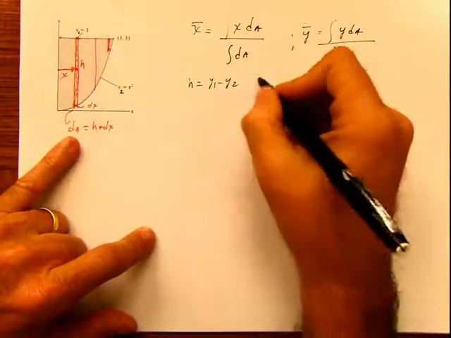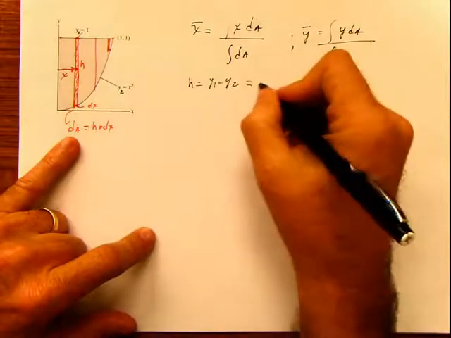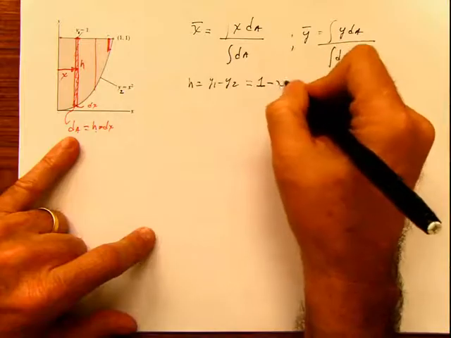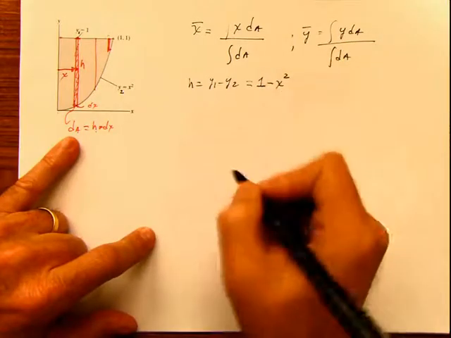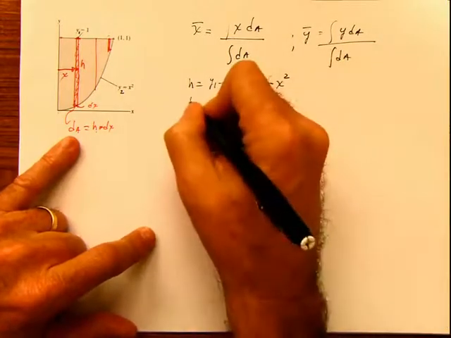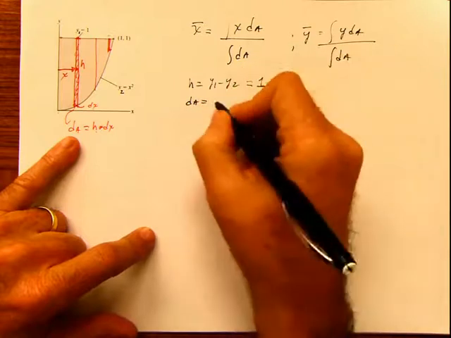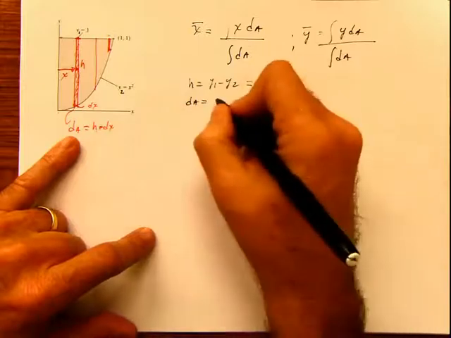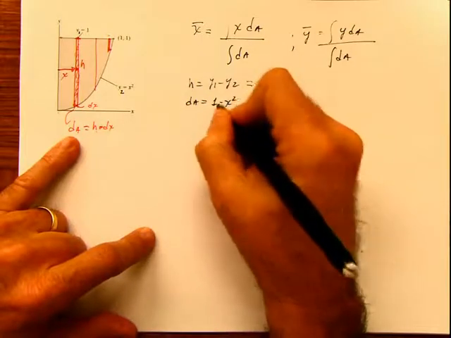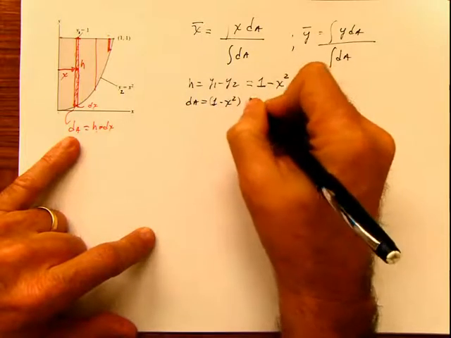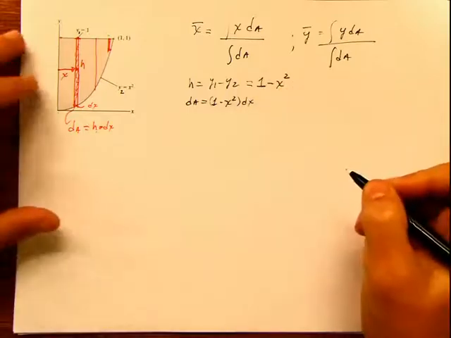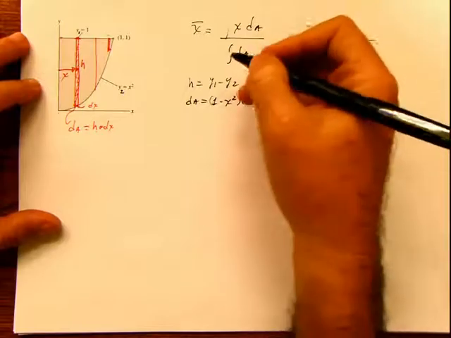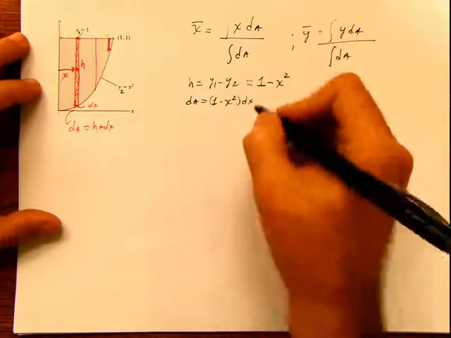What is y1 though? y1 is 1. And y2 is x squared. So h is going to be 1 minus x squared. My differential of area for this case is that h, which is 1 minus x squared, multiplied by dx. That's the differential of area. I can solve integrals separately or at the same time. Let's just solve them independently.